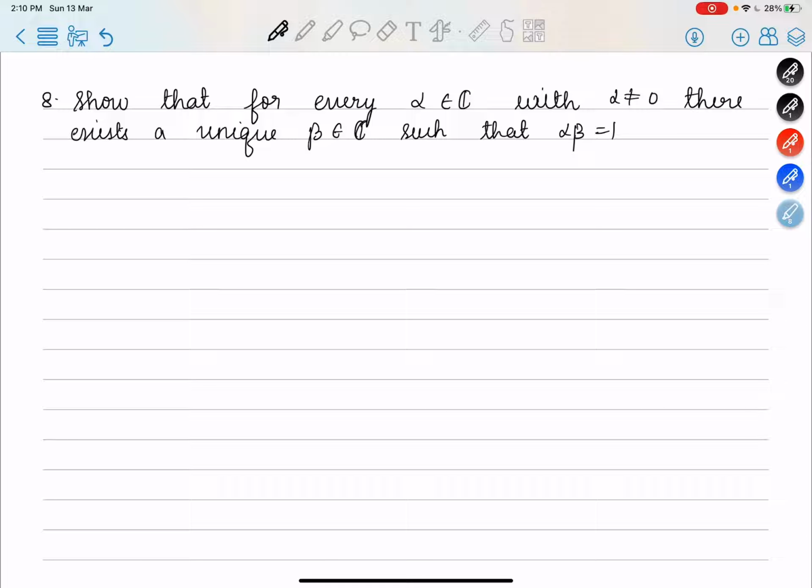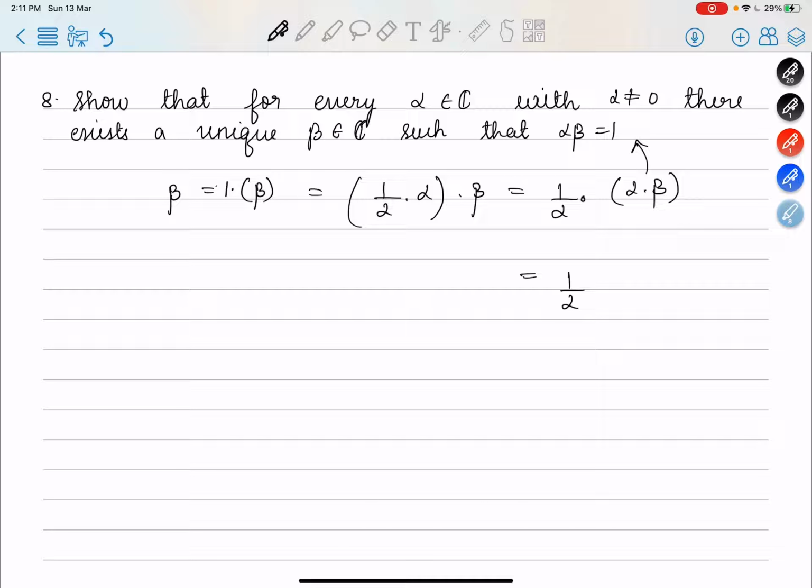So here what we can do is, I can write beta as 1 into beta, and 1 can be written as 1 by alpha into beta, which is 1 by alpha into beta. Alpha into beta is given as 1, so this will be 1 by alpha. So therefore beta equals 1 by alpha.